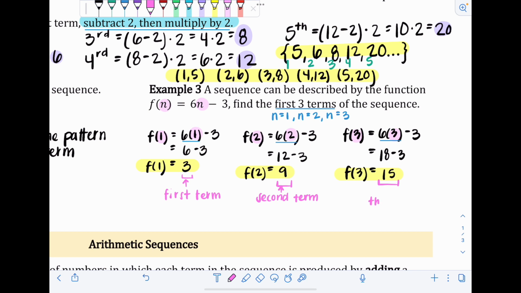So the third term is 15, and then if we wanted to write our sequence as a set now, the first term is 3, the second term is 9, the third term is 15, and then it would continue on after that. We only need to find the first 3, so we'd put a dot dot dot and then close it with those curly brackets. So the sequence goes 3, 9, 15, and so on.